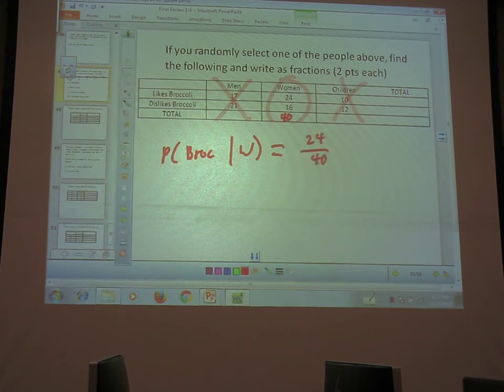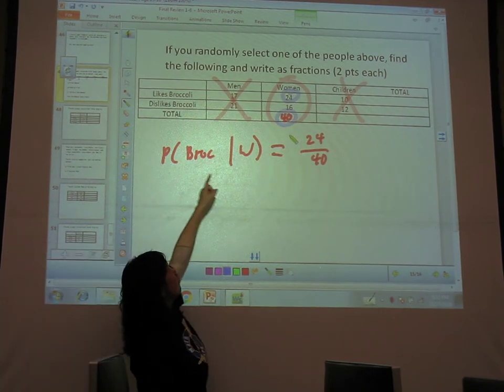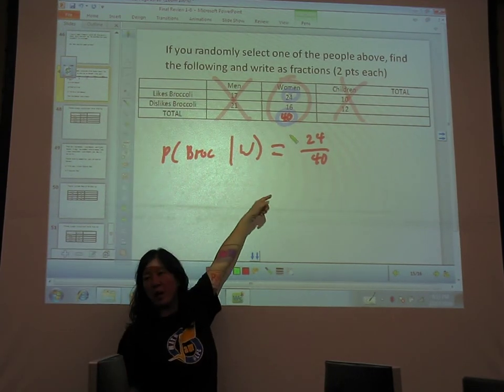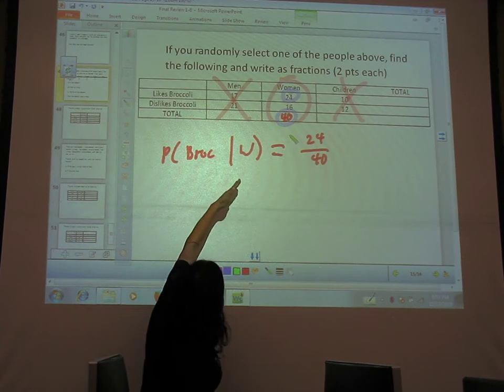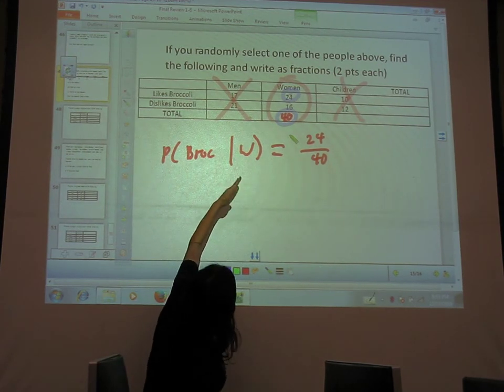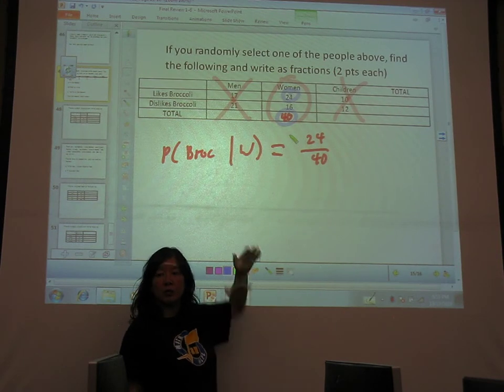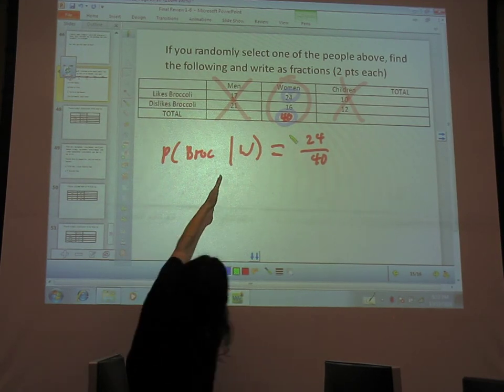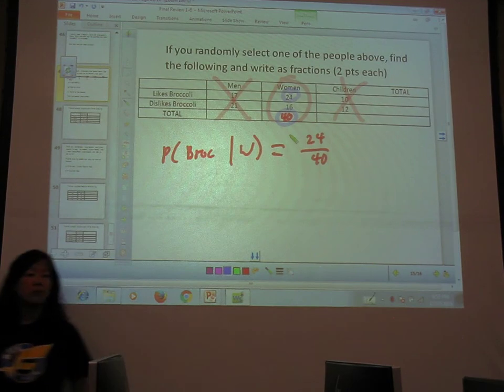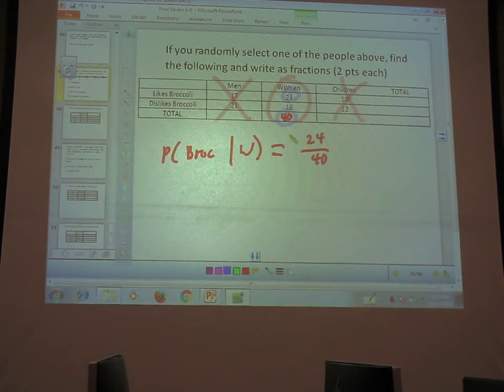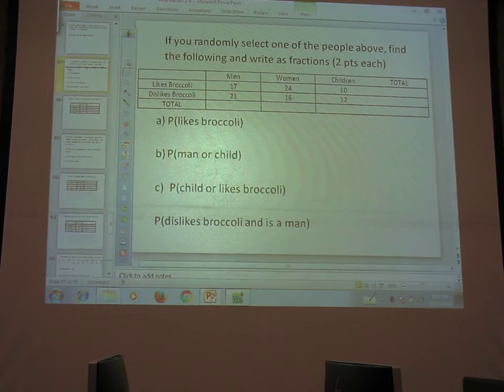Someone see where we got those? 24 out of 40. People don't have trouble finding the 24. They have trouble figuring out what to divide by. It's like dividing by the number of women. Given is what you divide by. Think of it like a division sign. Broccoli over women.